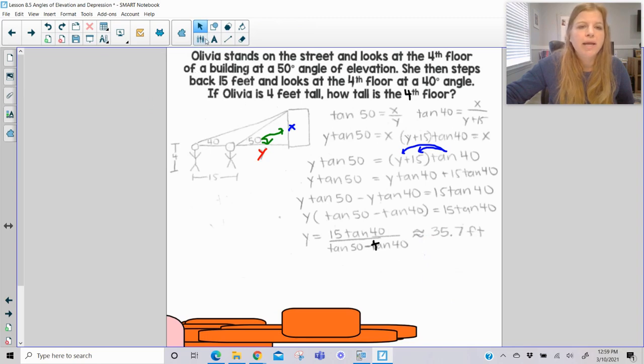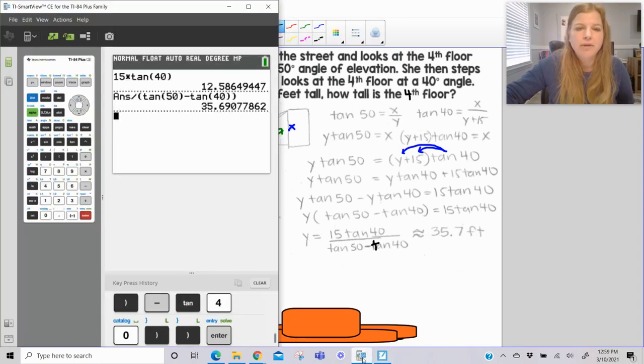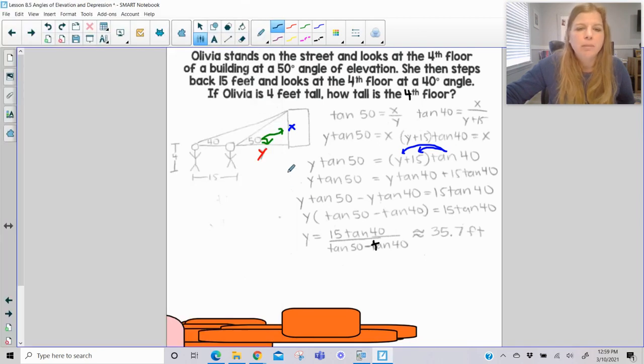And so what I have right now is a rough estimate. I'm going to call it 35.69, just so it's a little bit more clear. So my y is 35.69. And that's my y, but now I need to find x. So now I can say, okay, well, if my y is this, I can substitute my y in here and solve for x.